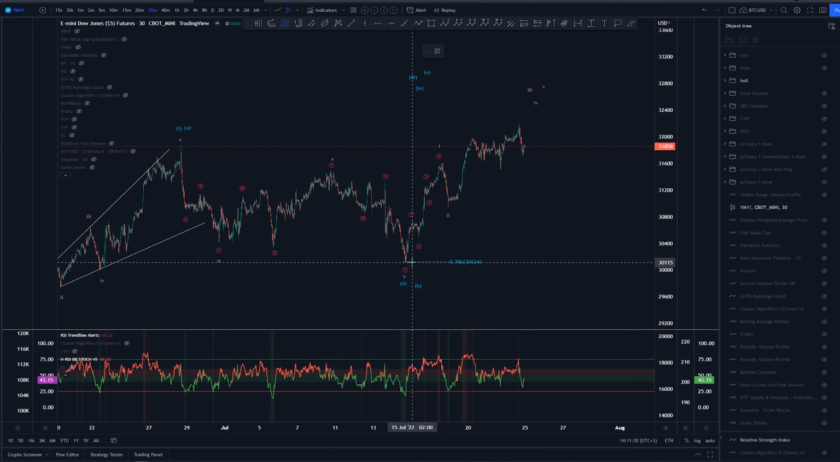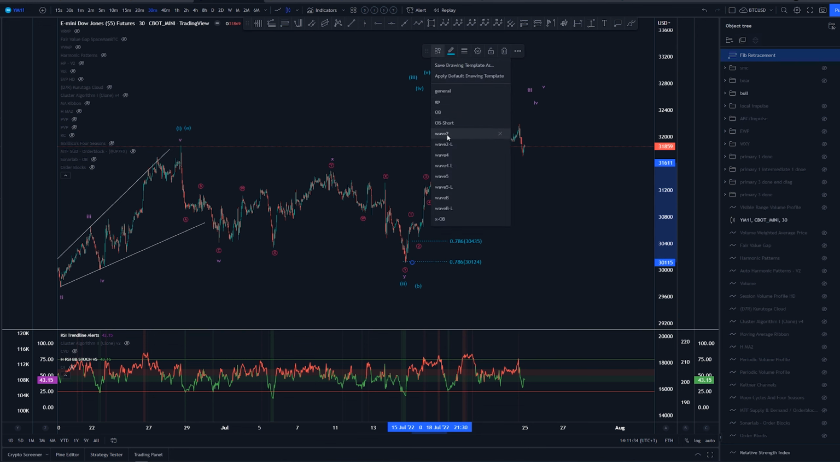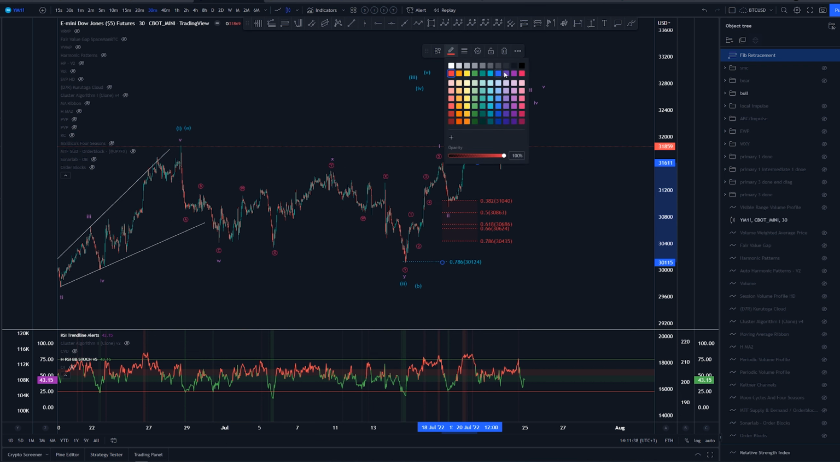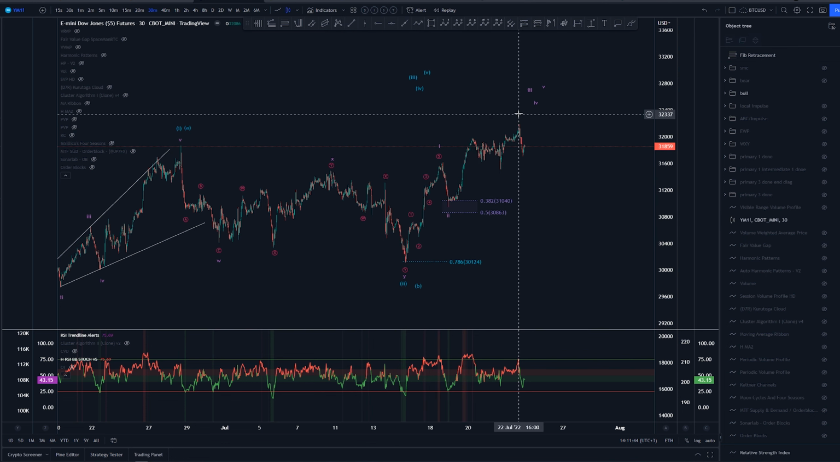Let's take a look how much did this retrace. I don't think it retraced even 0.5. Nope, it did not. So yeah, it is very shallow of a retrace for the wave 2, and then we would be heading higher.